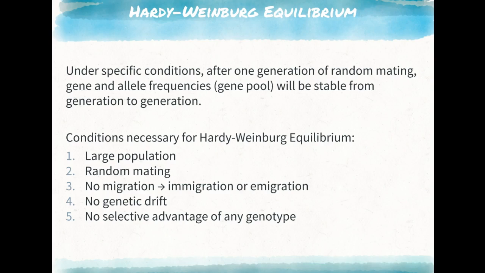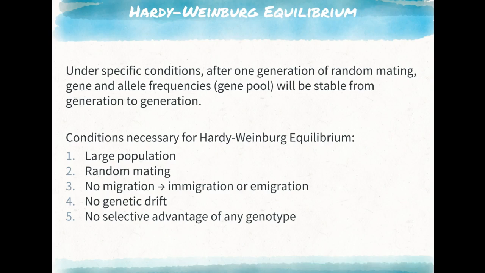So maybe a certain coloration being better at camouflaging, that would be a selective advantage because they're better at hiding, they would get eaten less. Okay, which again doesn't happen very often in nature. It means that every single organism has to have the same chance of survival, which means that there's basically unlimited resources in the area, which again doesn't happen very often.